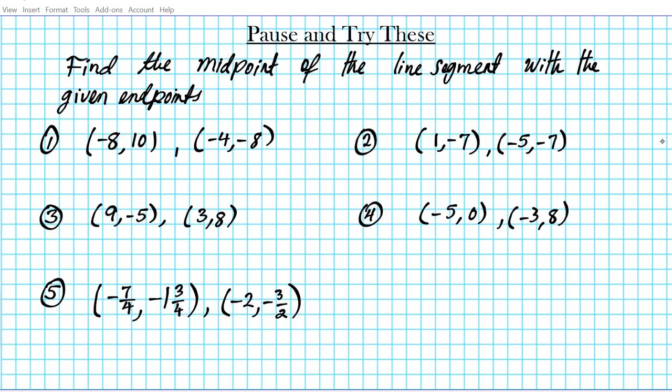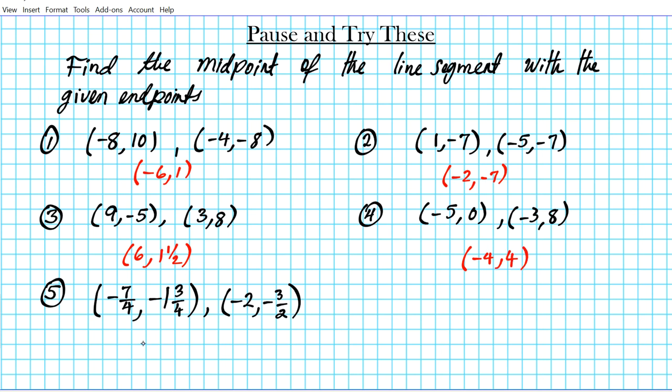Welcome back. So hopefully you had a chance to try the problems. Let's take a look at the answers. For number 1, the midpoint is -6, 1. For number 2, the midpoint is -2, -7. For number 3, the midpoint is 6, 1.5. For number 4, the midpoint is -4, 4.